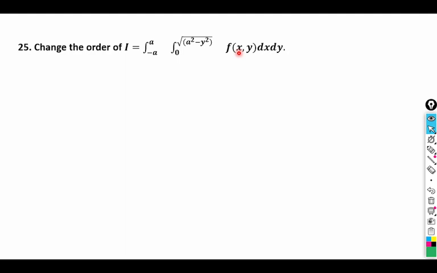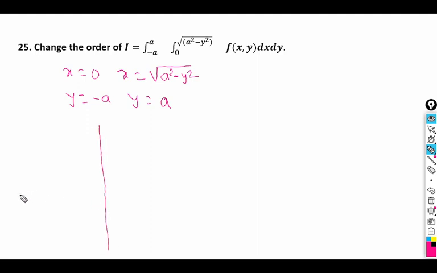So come to the limits to change the order. The region is bounded by, the inner limits are in terms of y, so that is x equal to 0, x equal to root of a square minus y square, y equal to minus a, and y equal to a. That's one. So if we draw this region, one of the important things that I want to tell you from the last question only: whenever x is equal to plus square root is given, that means on the positive side of x only there is a curve. Suppose x equal to minus root of a square minus y square, then we take the negative side of x. Right now x is positive.